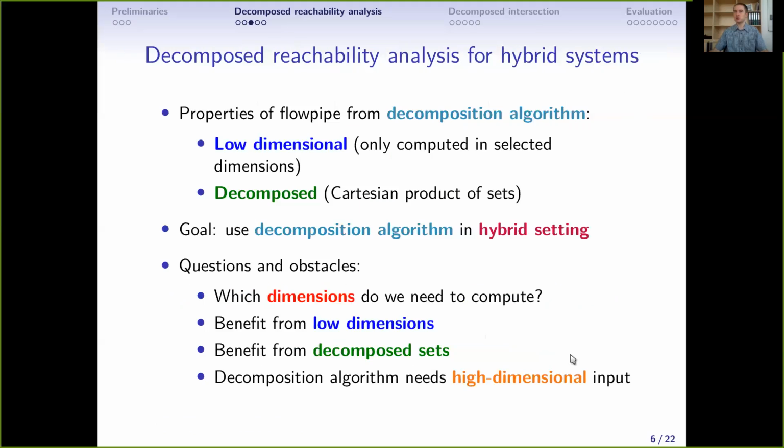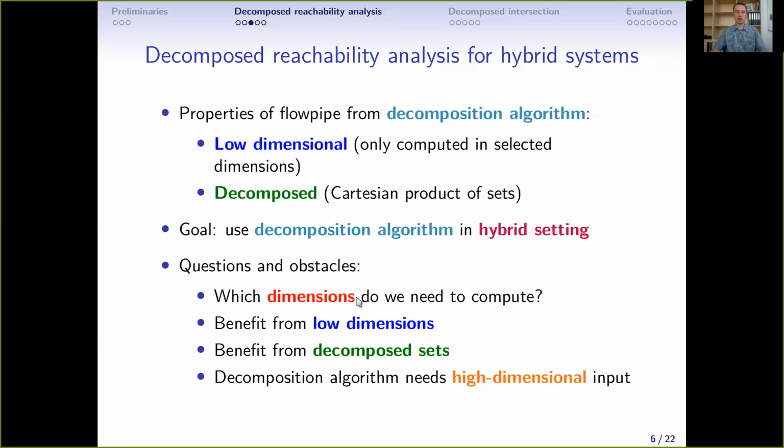Okay, and now we want to use this algorithm in our analysis of hybrid systems. So the 2 key properties of this algorithm are that sets are computed in low dimensions, and the sets are decomposed, so they are Cartesian products of lower dimensional sets. So how can we use these properties? We have to answer the following questions. So first, which dimensions do we need to compute?